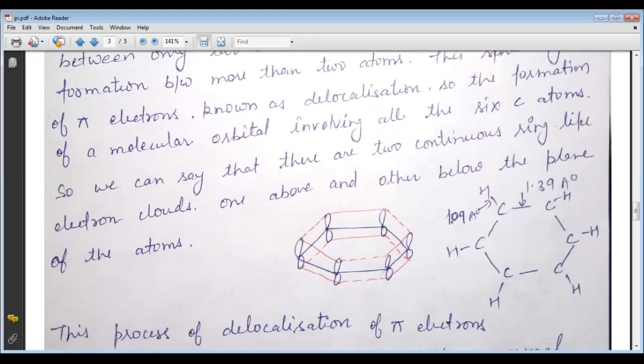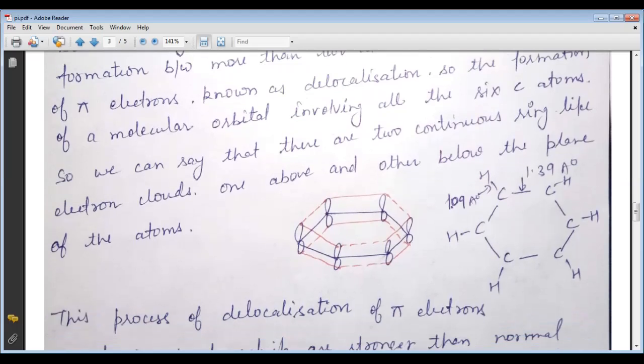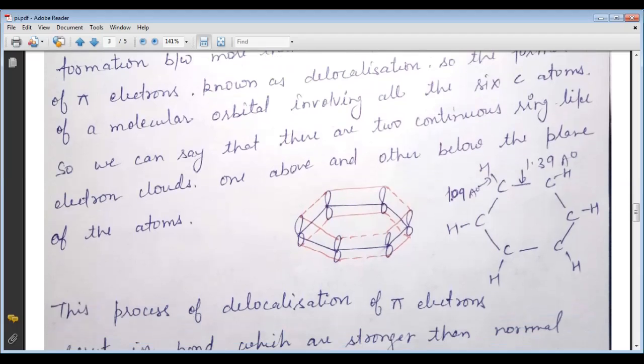6 carbon atoms, and we can say that there are two continuous ring-like electron clouds. Clear? When we show it in the form of a cloud, this is the electron cloud, one above and the other below the plane of the ring. Here we have shown both together. Okay, this is our electron cloud. Here is the 1.39 angstrom between the carbons, the length of the sigma bond, and here the carbon-hydrogen is 1.09 angstrom.